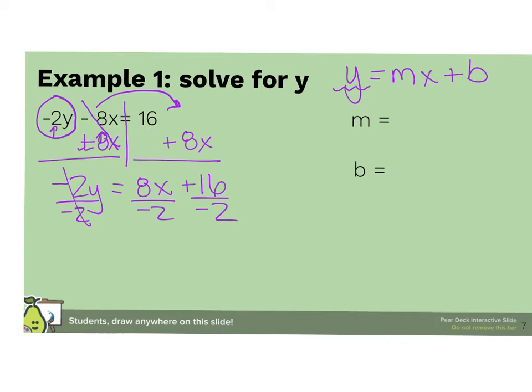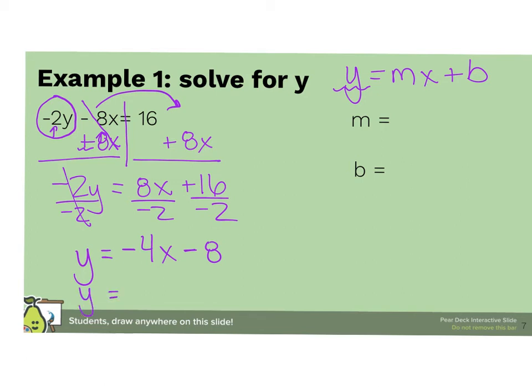So what does that leave me with? Well, these -2's divide out. So I finally just have my y, which is what I wanted. This was a +8x, so I know it's going to be negative. And 8 divided by 2 is 4. Don't forget your x. This was a +16, so it's going to be negative. And 16 divided by 2 is 8. So here's my new equation.